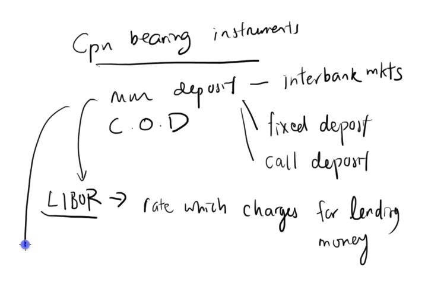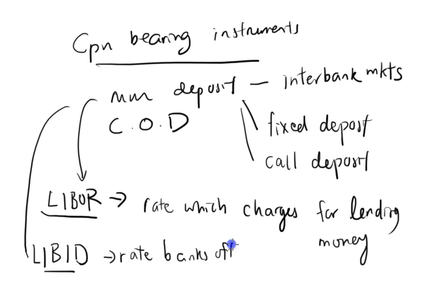You also see the LIBID rate, which the money market deposit is based on. Now this is the London Interbank Bid Rate, which is the rate banks offer for deposits. So one is the LIBOR rate which the bank charges for lending money, and the other one is the rate which banks offer for deposits.